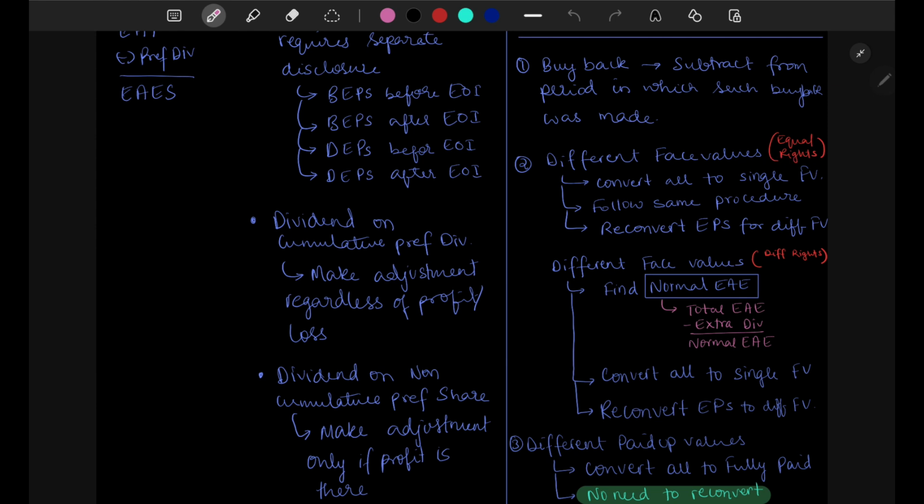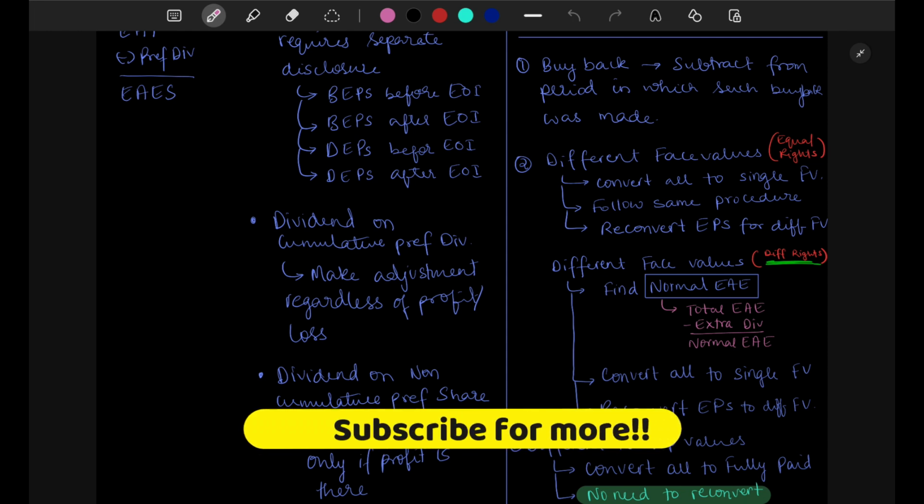For differential rights, I'll just explain the steps now, and then we'll see it in the actual problem, because I think it'll take quite a bit of time, and it'll be confusing to do it without the actual sum, right?